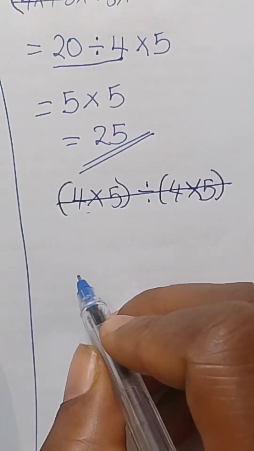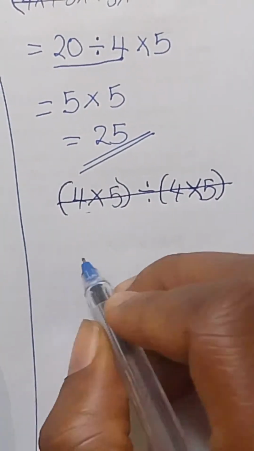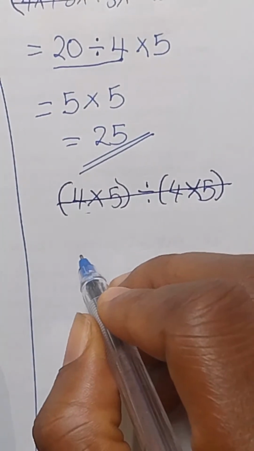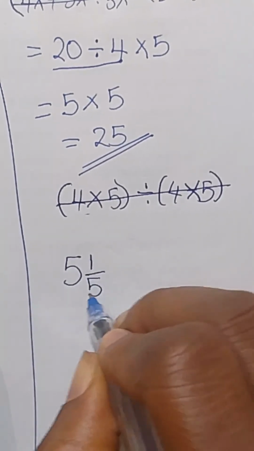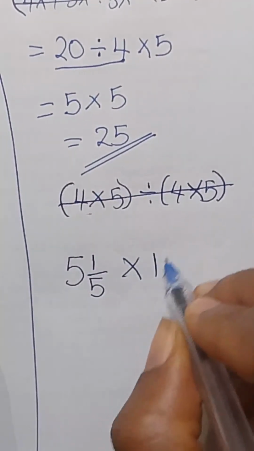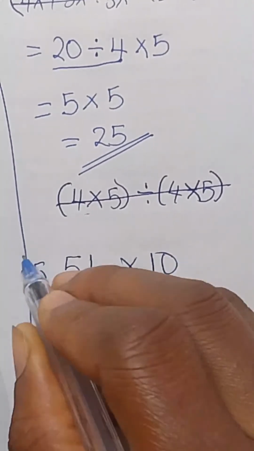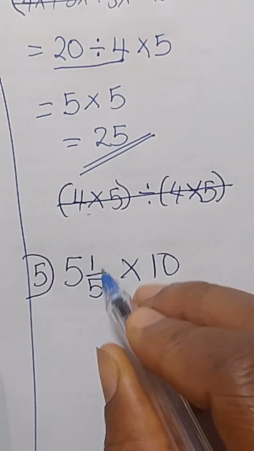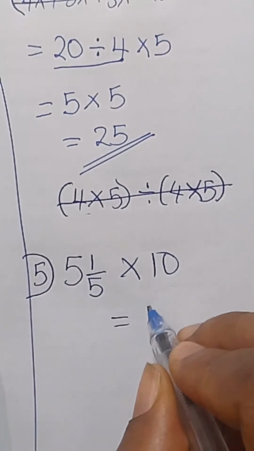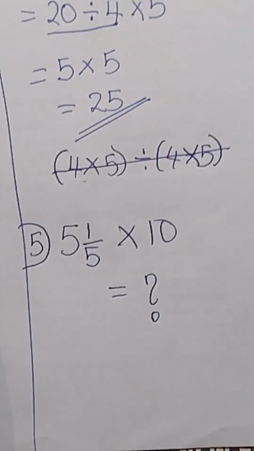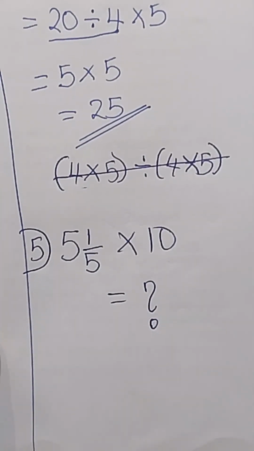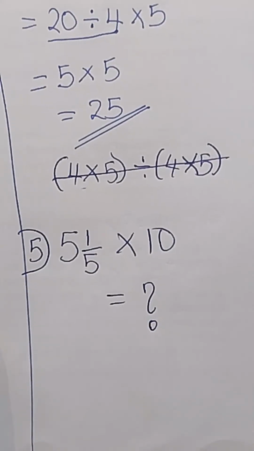All right. So we go to the next question. We are given 5 whole number 1 over 5 multiplied by 10. That is question number 5. 5 whole number 1 over 5 multiplied by 10 is equal to what? Please solve this. Drop your answer. Please, let's be fast. Let's work with time.